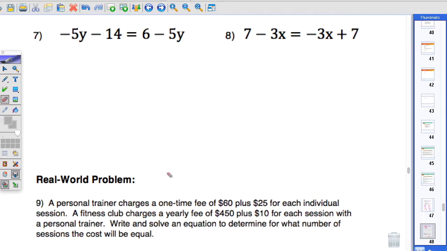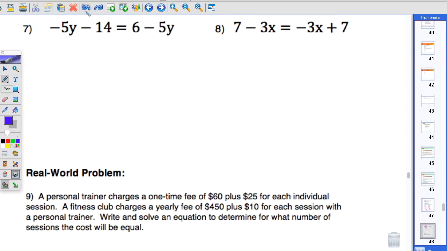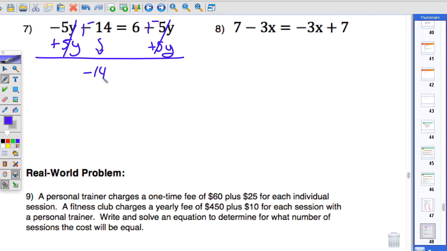Number 7. -5y minus 14 is equal to 6 minus 5y. The first thing that you should do is change subtraction to adding the opposite. You want to get your variables to one side first. So we're going to add 5y to both sides. But since we have a -5y on both sides, they both cancel out to 0. So we're left with -14 is equal to 6.